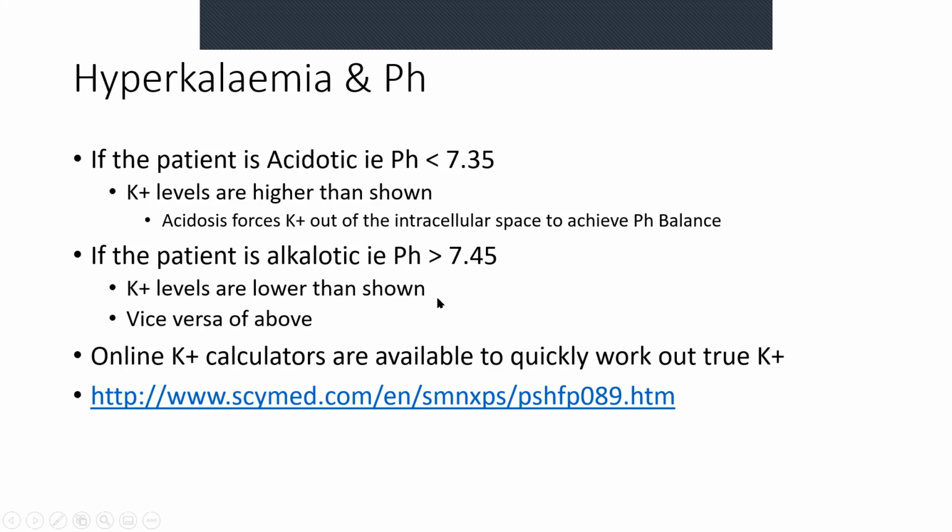So if a patient now has a potassium of 5 with a pH of 7.5, the potassium is just slightly lower than 5. If a patient has a pH of 7.6, for example, 7.65, which is extremely high, then your potassium levels are much lower than 5, right? So that's basically how it works.